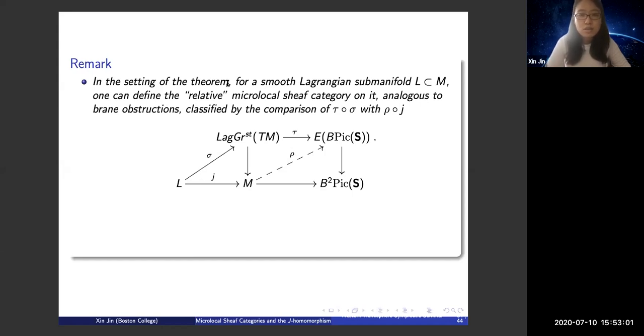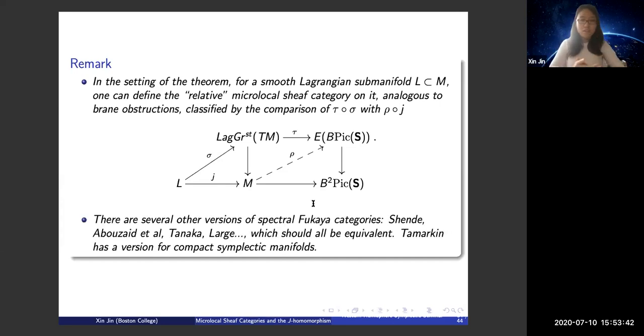And then similar to the cotangent case, for a smooth Lagrangian, you can define a relative microlocal sheaf category on it. And then its classifying map will be a comparison of these two maps. So the first map you have is the embedding, composed with your choice of lifting, and the other is this: L naturally gives a section of this Lagrangian Grassmannian over itself, and then you compose with the natural map from the J-homomorphism, as we have seen.